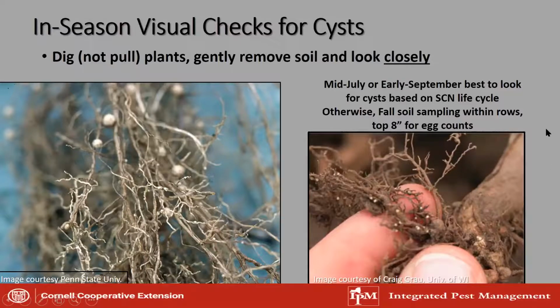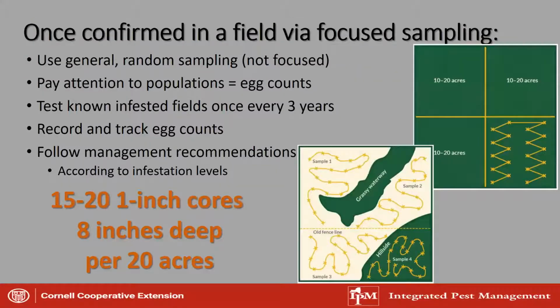And because of the reproductive cycles here in New York, the best time for you to be digging roots and inspecting them for this will be mid-July or early September. But otherwise, you want to do soil sampling, and I would recommend doing fall soil sampling either at or just before or just after harvest. It's best to sample within the rows, and you want to stay in the top 8 inches with your soil samples. So once you have confirmed that you do have SCN in your field, you don't have to do that targeted sampling anymore where you focus on the bad spots, and then you can transfer over to more random pattern sampling. If you have a nice big squarish field, you break it into 10 to 20 acre blocks and do very systematic random sampling.